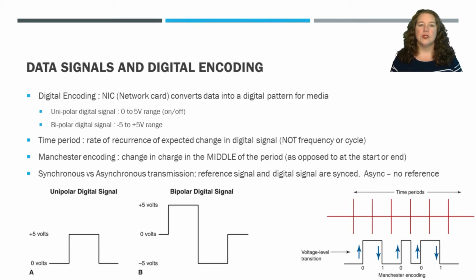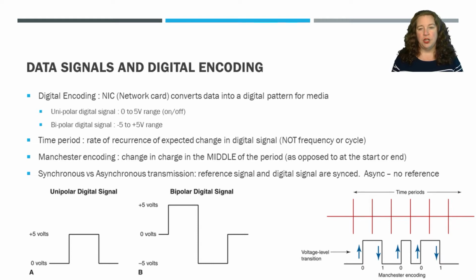When we talk about those signals, we refer to the time period, which is the rate of recurrence of expected change. I am expecting to have a change in signal every so many seconds, every so many milliseconds. What is the recurrence that I expect to change in the digital signal? This isn't the frequency or the cycle like we did in light waves. This is how quickly I expect it to go, either 1 0 0 1 0 1 1 0. Each time would be a different signal, and so we call that our time period. How long is that time period?